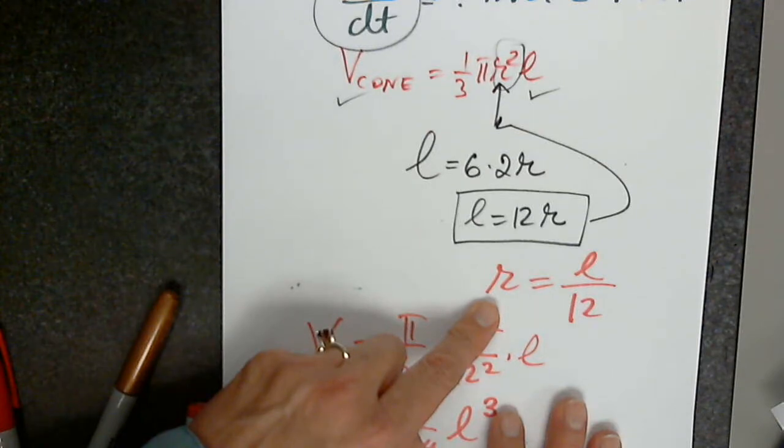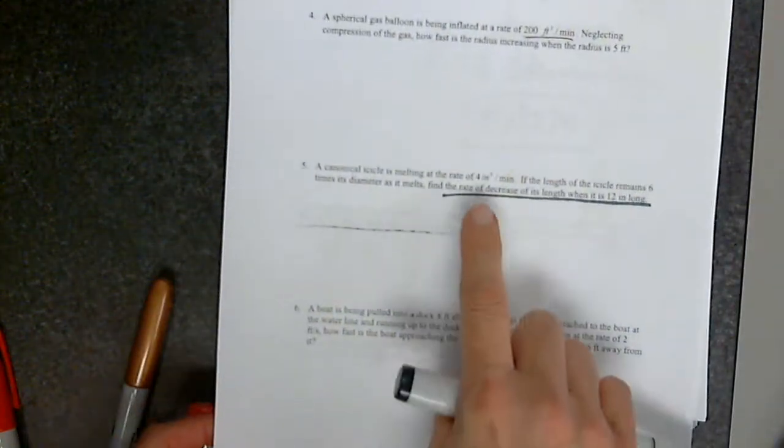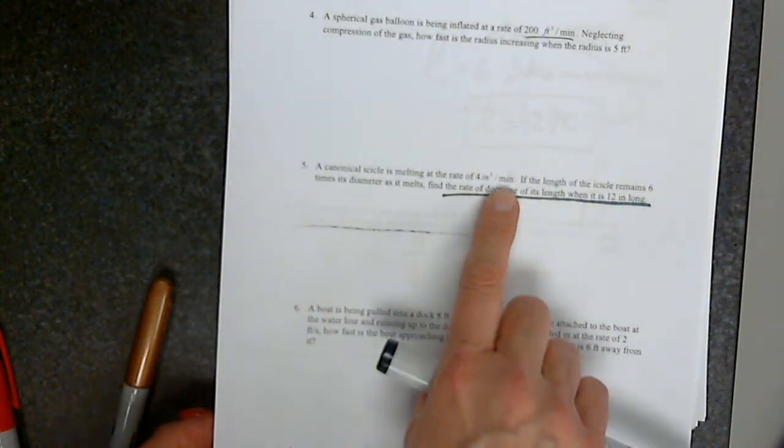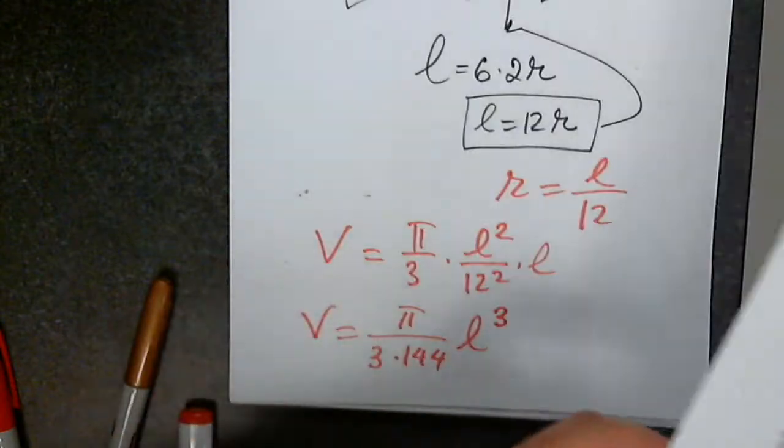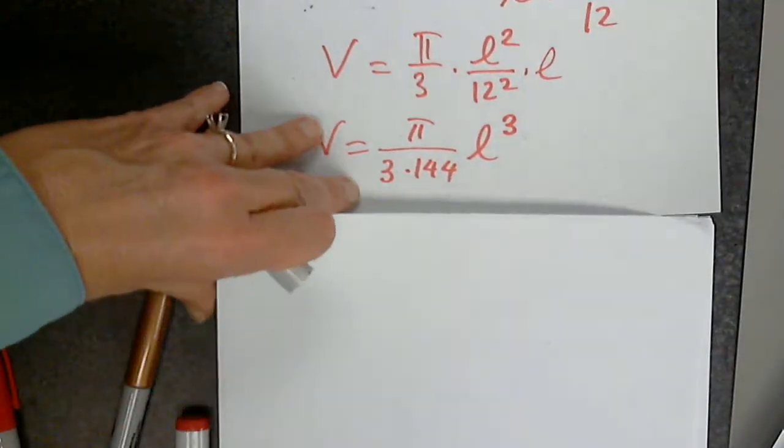Is that okay? Good. So V and L, are they variables? Are they constants? Are they functions? If they're functions, functions of what? So they are functions of what? Four cubic inches per minute. What are they functions of? Of course. So what do I continue with? What should I do now?